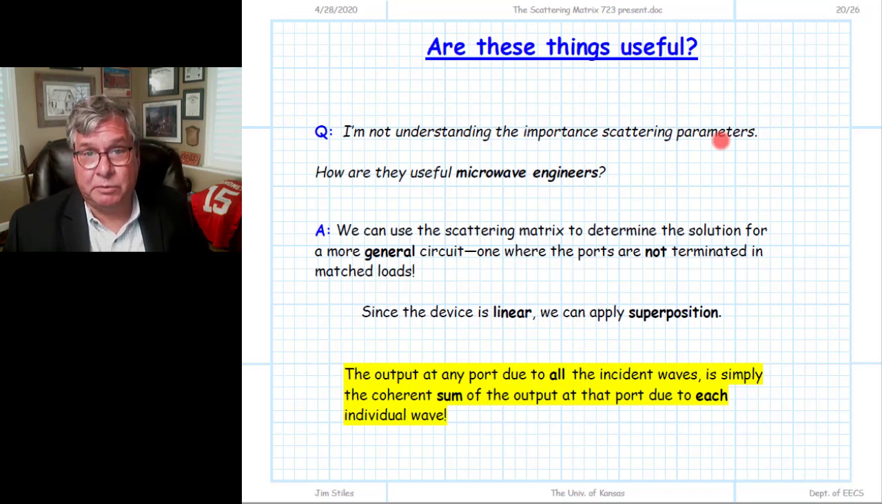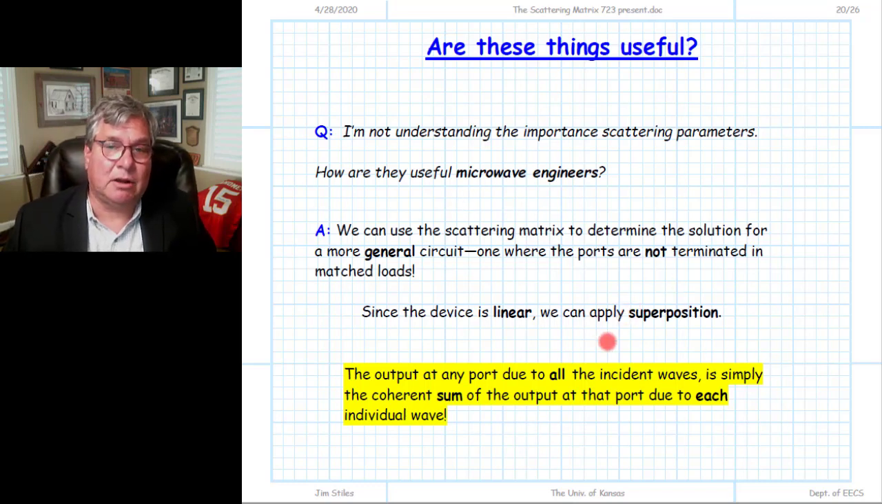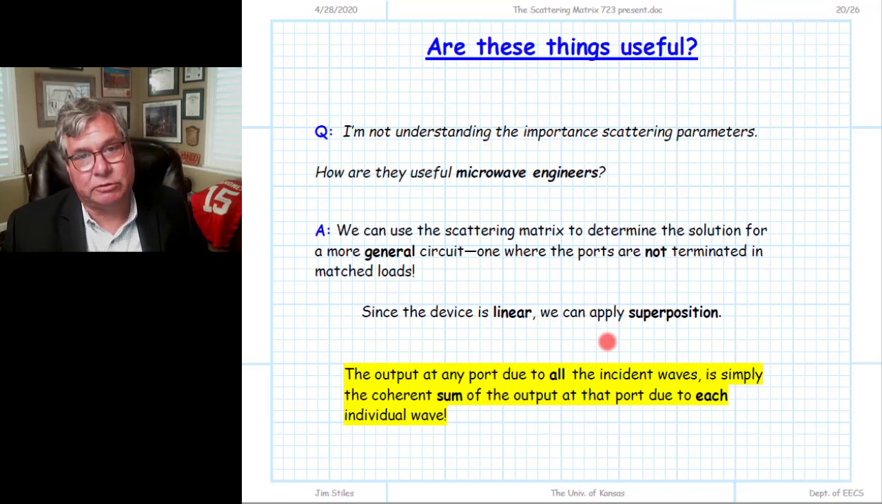So the question is, what do we do with these scattering parameters? How are they useful to us as microwave engineers? The key thing in all this is that the multiport device is a time-invariant linear device, and so we can apply superposition. And of course, this is the same argument that we made with respect to the usefulness of transimpedance parameters and the impedance matrix, and the transadmittance parameters and the admittance matrix.